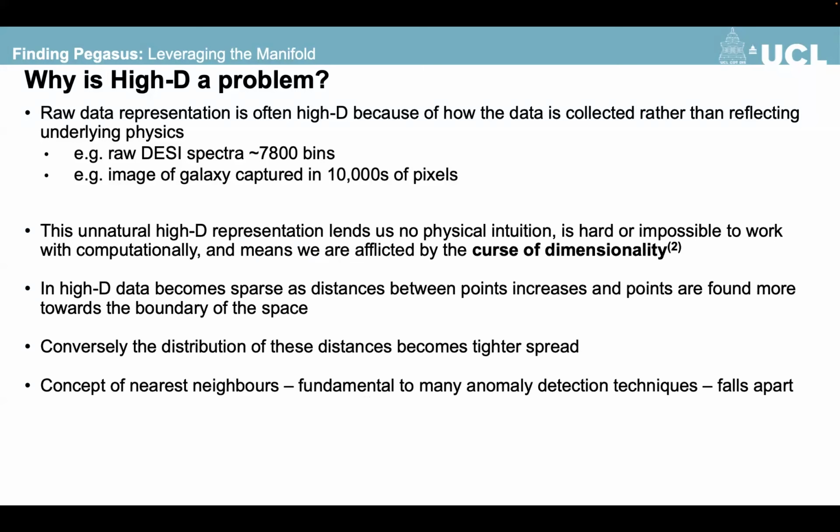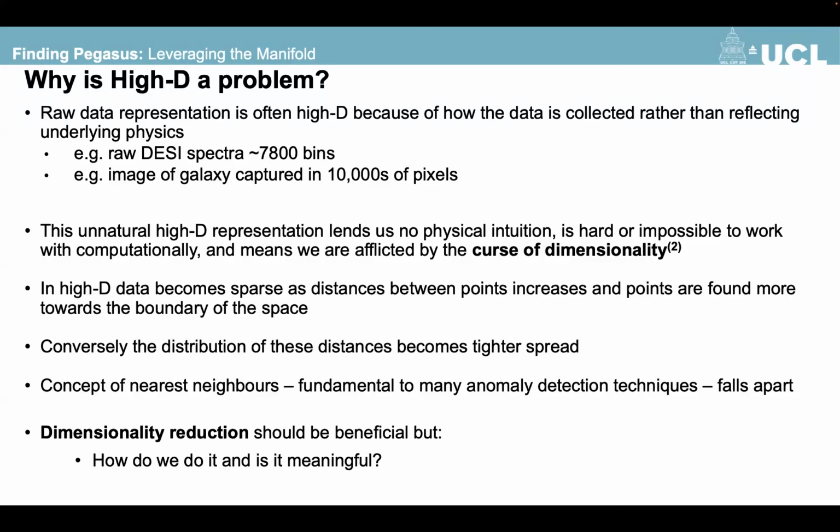So in high D, data becomes increasingly sparse, the distance between points increases, and points are found more towards the boundary of the space. Conversely, the distribution of these distances becomes much more tightly spread. So the concept of nearest neighbors, which is fundamental to many anomaly detection techniques, falls apart.